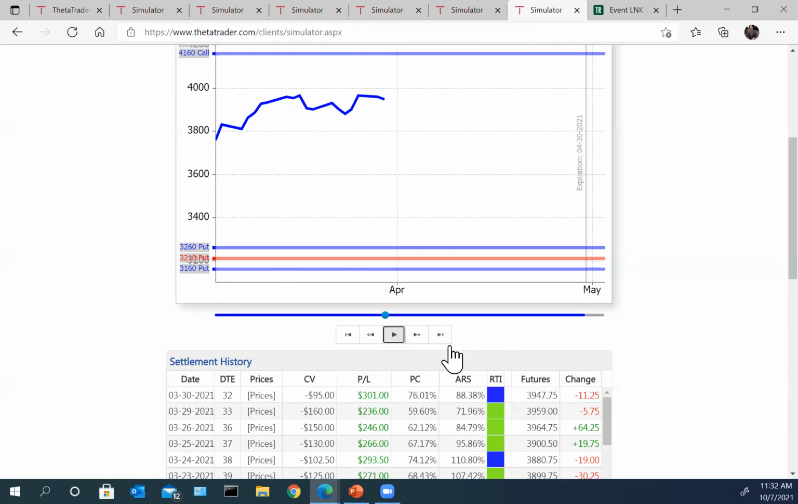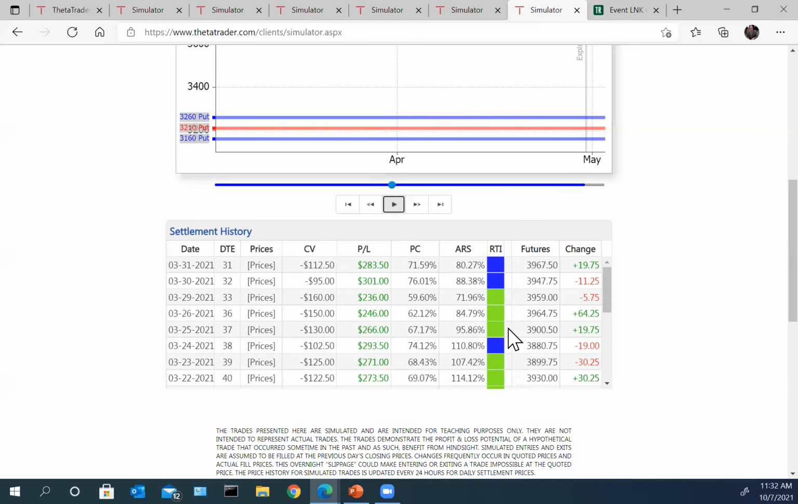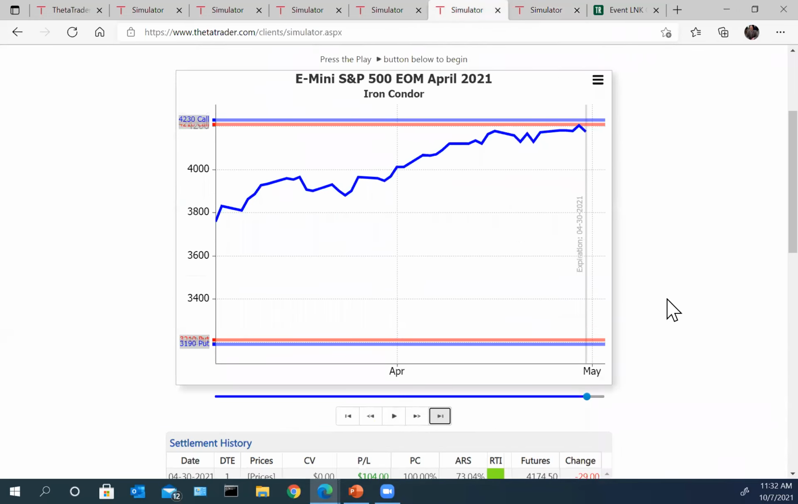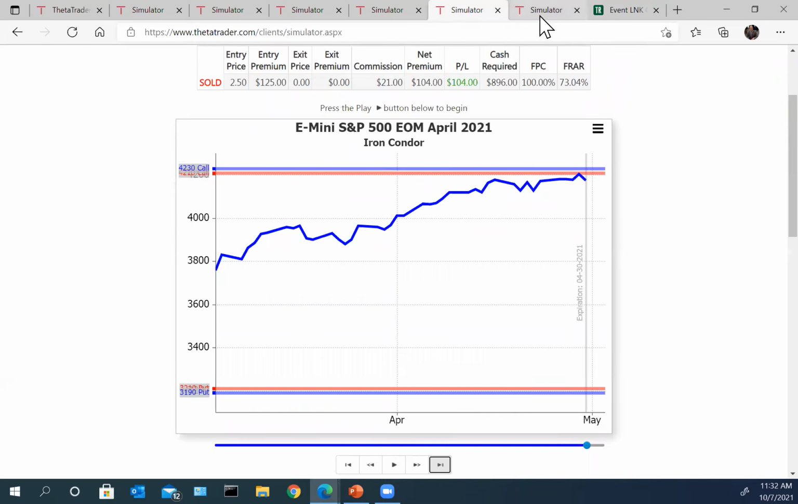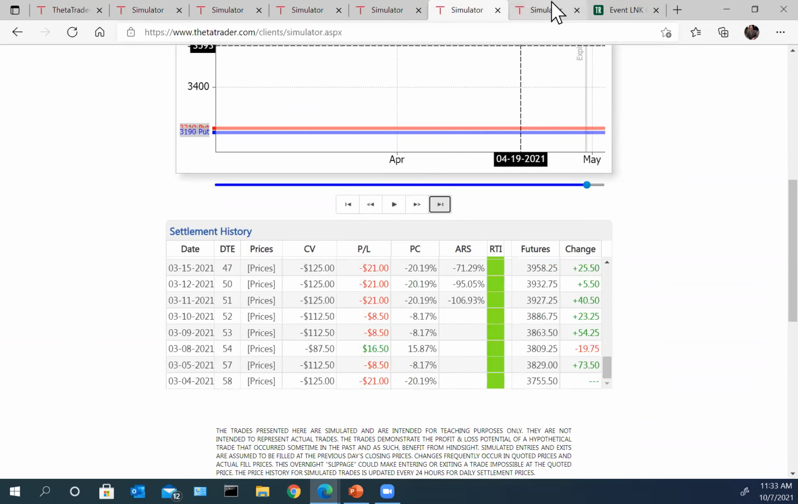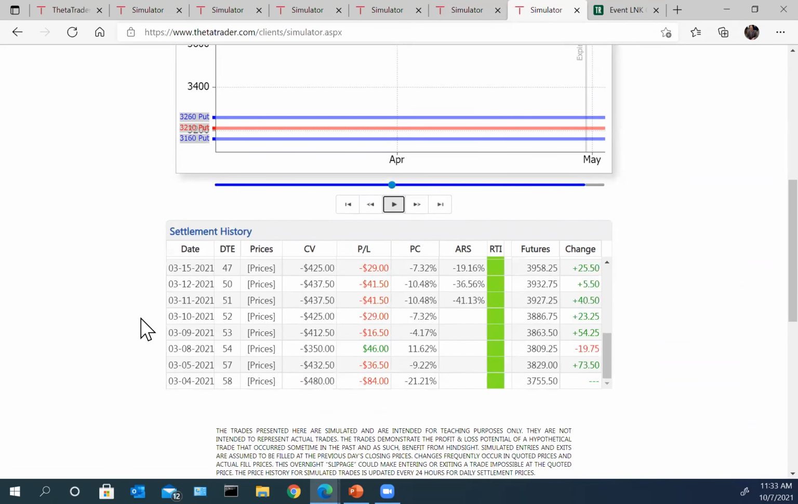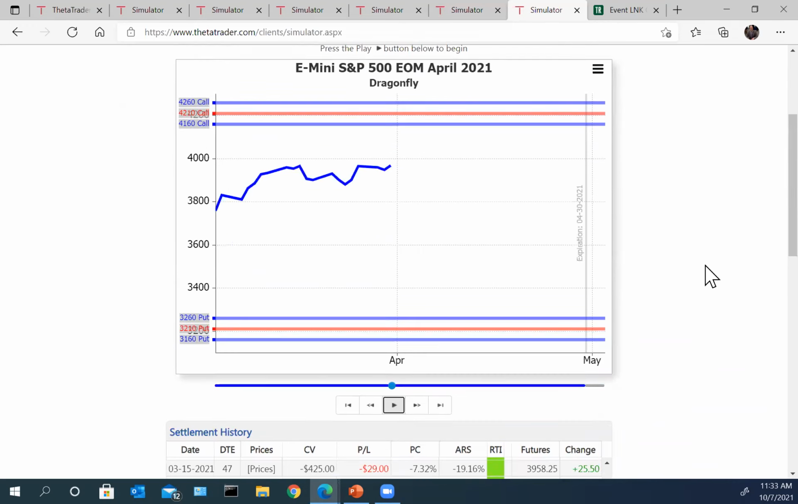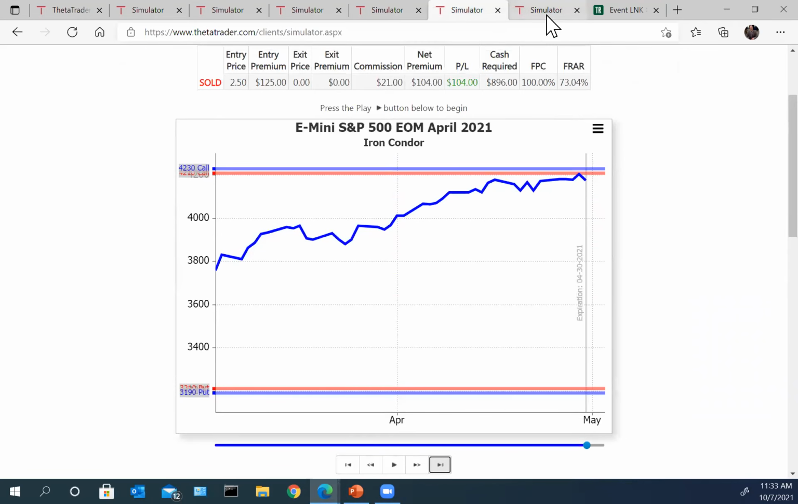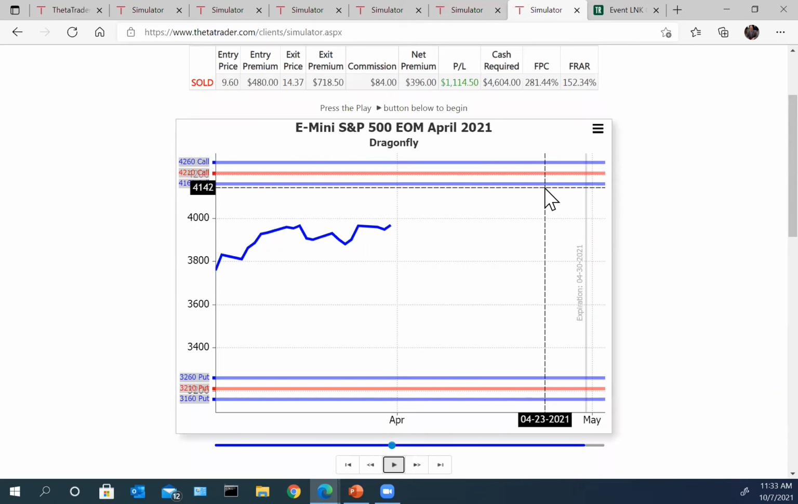Again, instead of the Condor, you did a Dragonfly. Look at that. It turned profitable with 38 days remaining, and it even had a couple more days of opportunity to get out for profits. So the Dragonfly, once again, you can see here, April end of month trade, same expiration, I'm sorry, March 4. So March 4, April end of month, just showing you the difference between the dynamics of a Condor versus a Dragonfly. And that's because, again, you own this call and you own this put, and they're closer to the money.